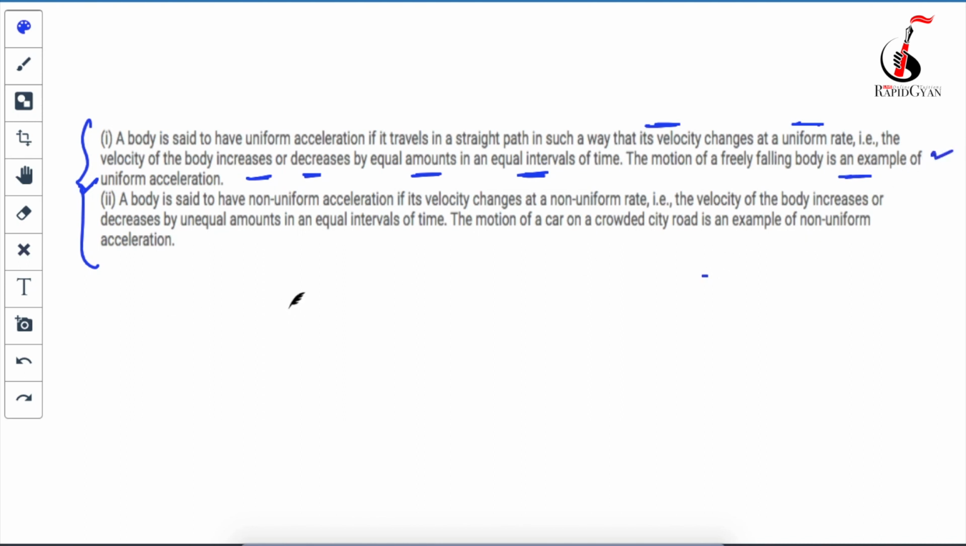Okay, the second case, what is non-uniform? If the velocity of a body increases or decreases by unequal amount in equal interval of time, that is called your non-uniform acceleration. Okay.